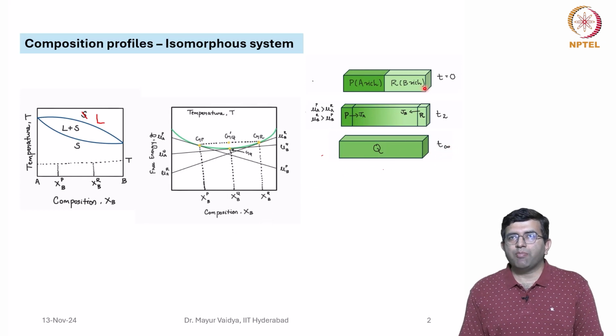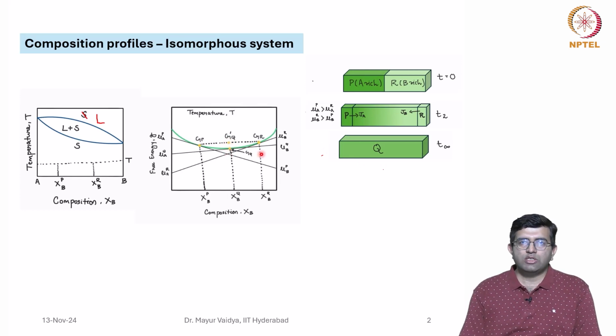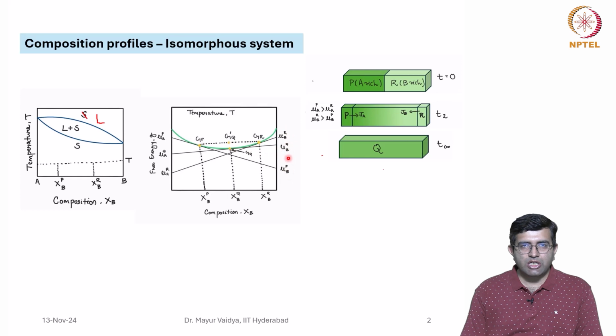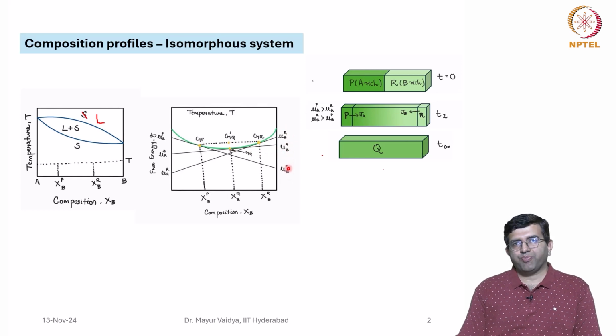Why should this happen? Because if this was the case initially at t equal to 0, the free energy is represented by this point, which is GQ prime, but the reduction in free energy is achieved when the interdiffusion happens and you obtain a total composition corresponding to Q. So, it is this free energy which is driving the process of interdiffusion, which is also reflected in the change in the chemical potential gradient.